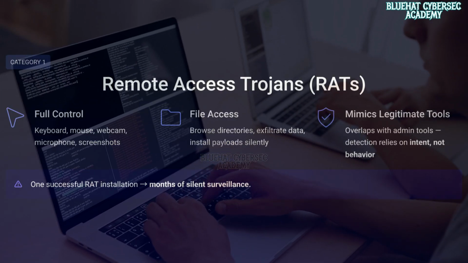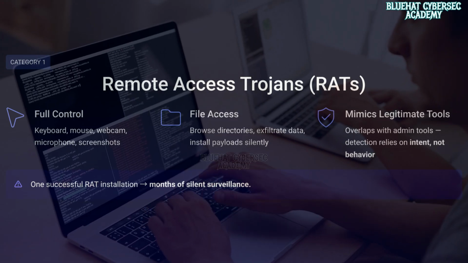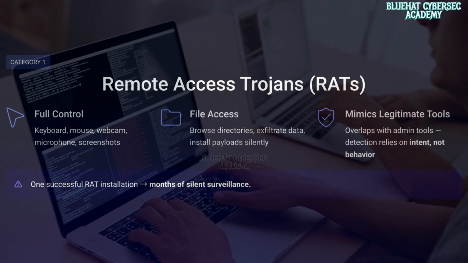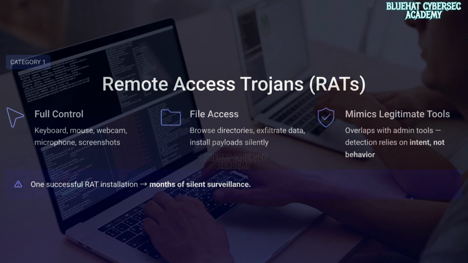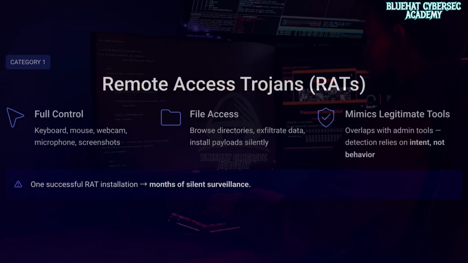Now, let's move into the first major category, remote access Trojans, or RATs, which sit in the full control category. Remote access Trojans are one of the most well-known forms of backdoor malware. And despite the Trojan label, their defining feature is control, not just deception. Once a RAT is installed, the attacker can control keyboard and mouse inputs, access files and directories, activate webcam and microphone, capture screenshots, and even install additional payloads silently.